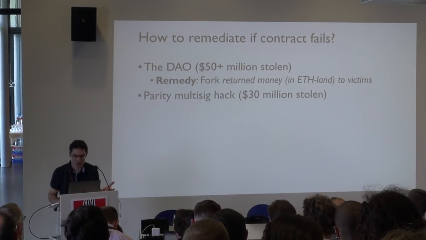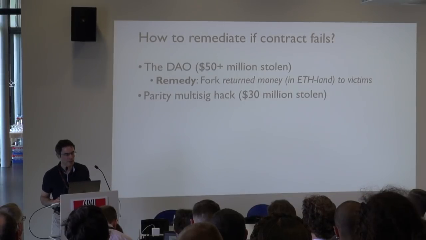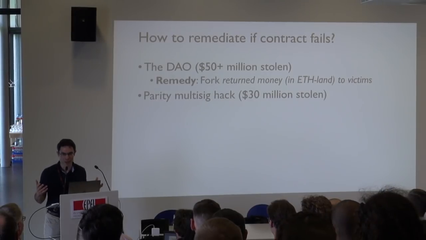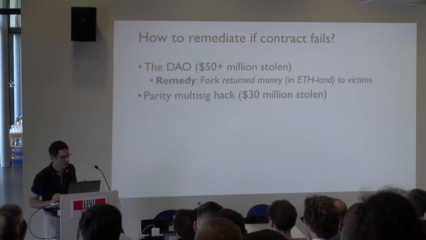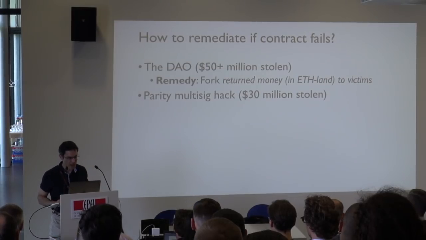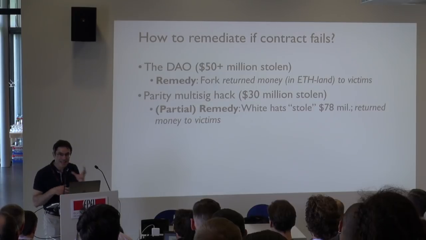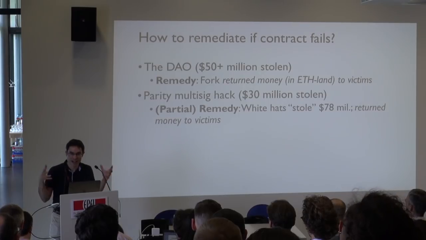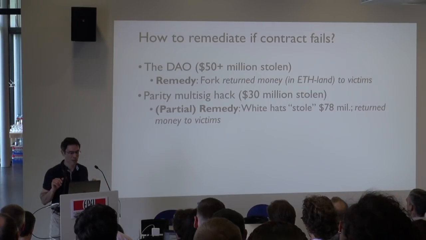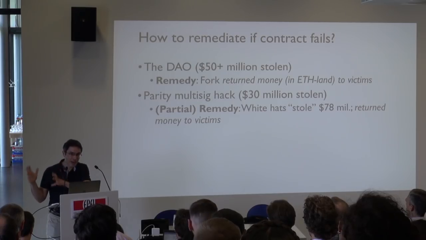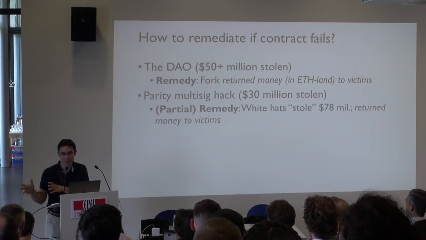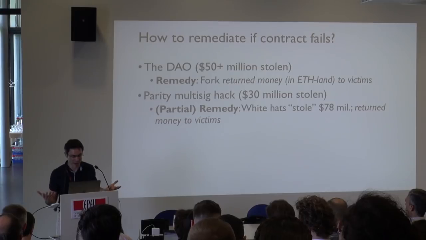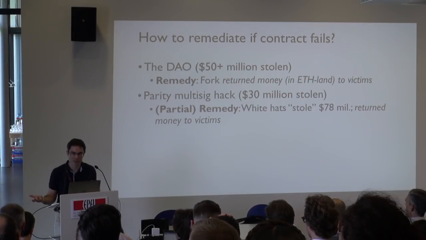How about the Parity multisig hack, this hack in which $30 million was stolen? Well, the $30 million remains in the hands of the attacker. In fact, the attacker was able to cash out only a tiny, tiny fraction of this money. This money remains in the hands of the attackers, but as the attack was occurring, a white hat team of vigilantes, as it were, got together and stole, as it were, the money that the attacker had not yet gotten his hands on, amounting to something like $78 million. What did they do with this money? Well, they were white hats, so of course they returned the money to the victims.